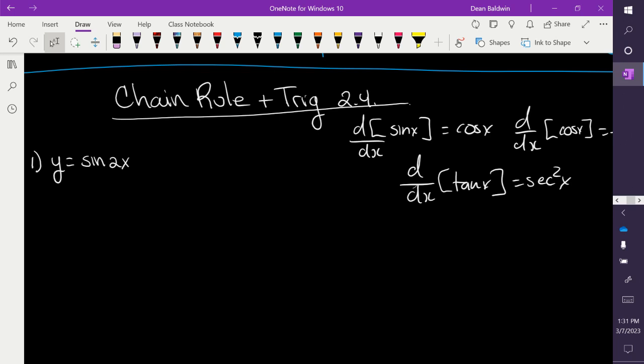What if we put a 2 there? So chain rule says derivative of the outside function. The outside function is the trig function. So what's the derivative of sine? So I get cos of the inside stuff times, and then you multiply by the derivative of the inside function, 2x, which is 2. So this is just 2 cos 2x.